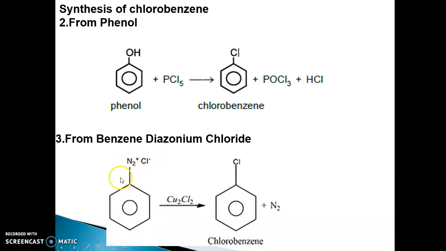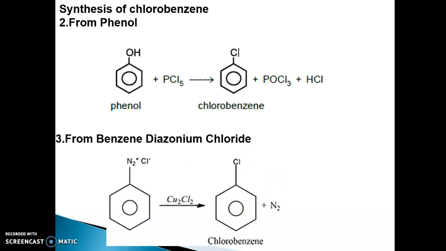Now, what happens with this benzene diazonium chloride? It reacts with Cu2Cl2, that is cuprous chloride, in presence of HCl. Then N2 is removed and Cl gets attached to the benzene ring. Benzene diazonium chloride on reaction with cuprous chloride loses N2, Cl gets attached to the benzene ring, and we get the formation of chlorobenzene.